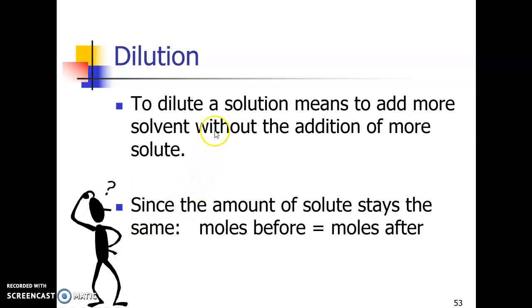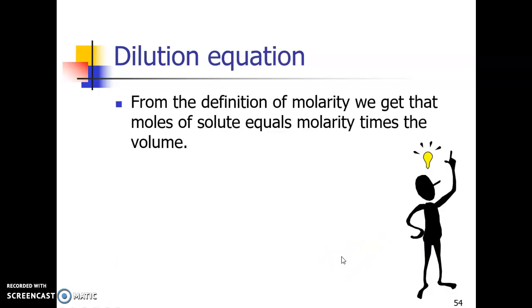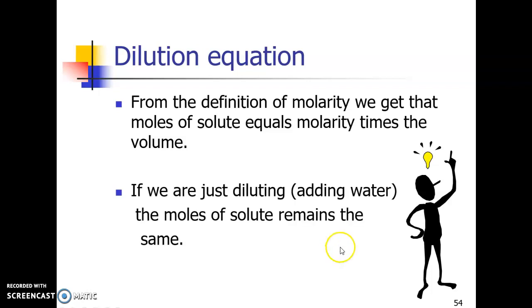Okay. So diluting something means that you add more solvent, usually water, without the addition of more solute. So that means that the number of moles before is equal to the number of moles afterwards. And if you take the equation for molarity and solve it for moles, you'll get molarity times volume equals moles. Since the moles is staying the same, then the molarity times the volume to begin with is equal to the molarity times the volume at the end, or M1V1 equals M2V2.